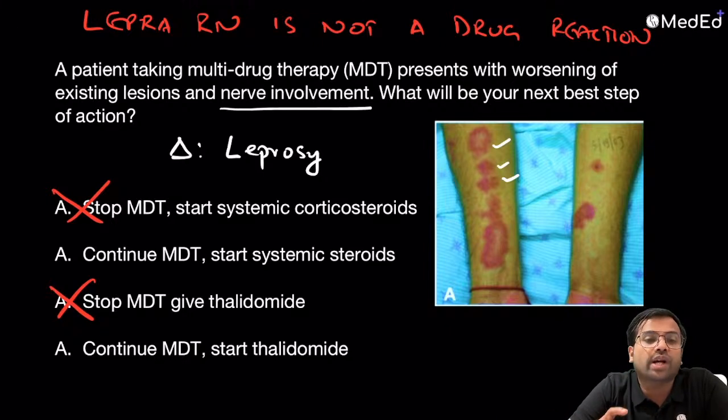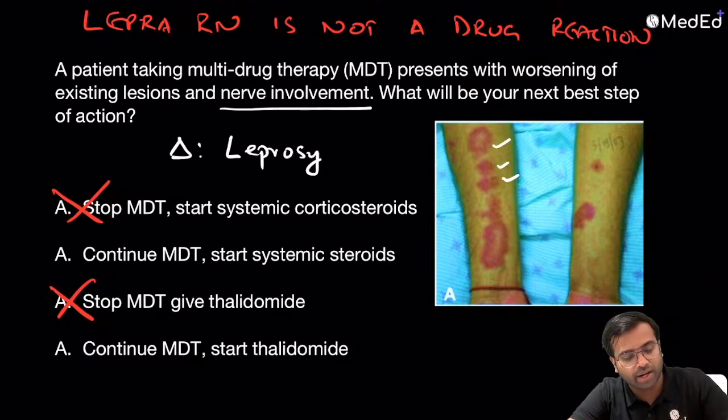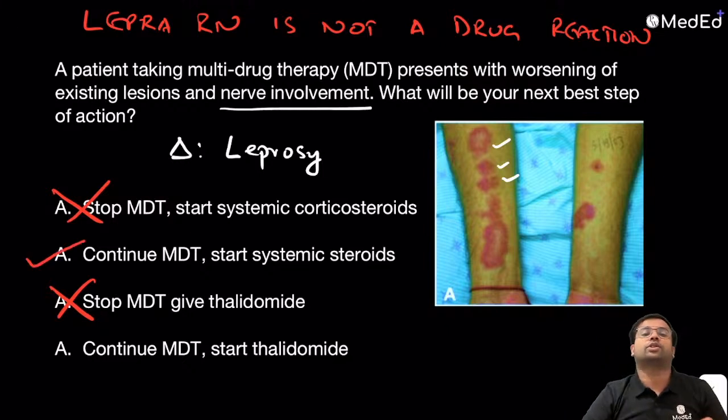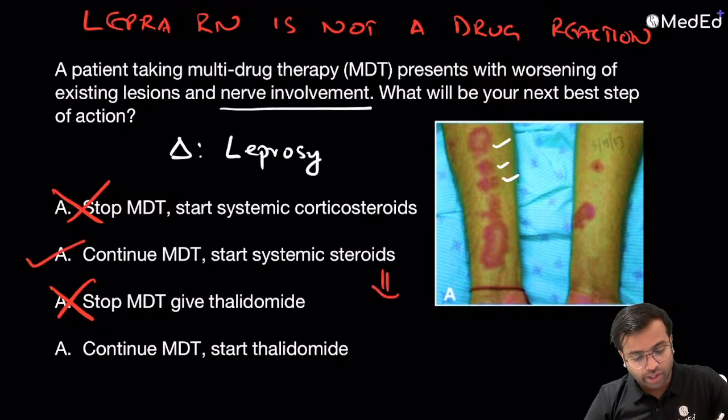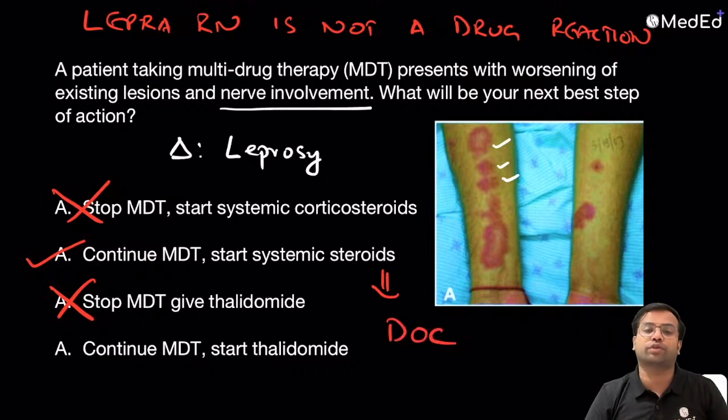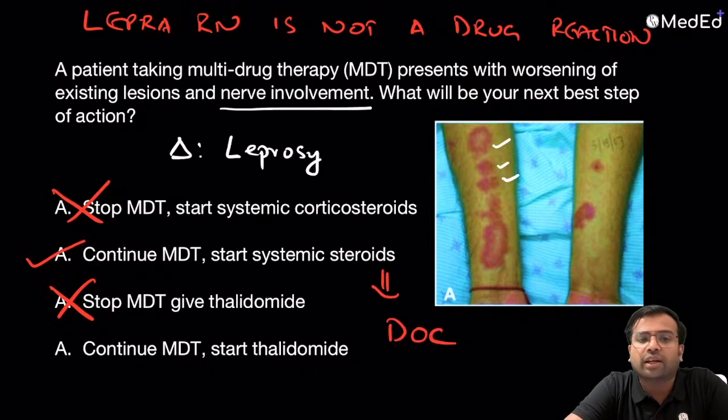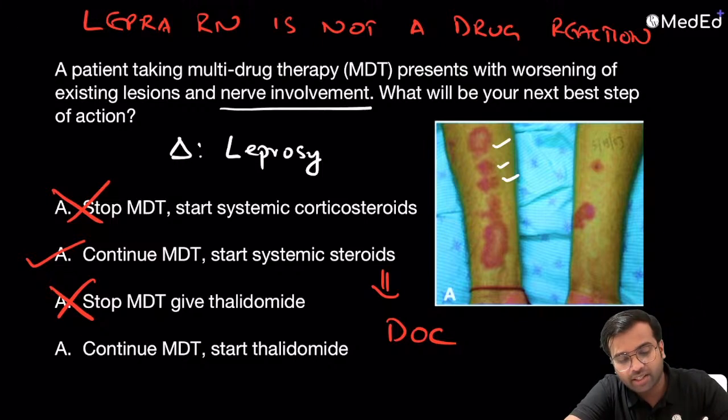Now, will you start steroids or will you start thalidomide? What is the drug of choice in any kind of lepra reaction? So now you're coming to the right answer. The right answer here should be to start systemic steroids, because steroids are going to be the drug of choice when it comes to lepra reaction. Now, in which type of lepra reaction can we actually use the drug called thalidomide? Is there any guess for this question?